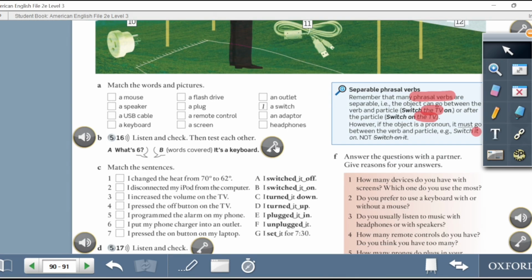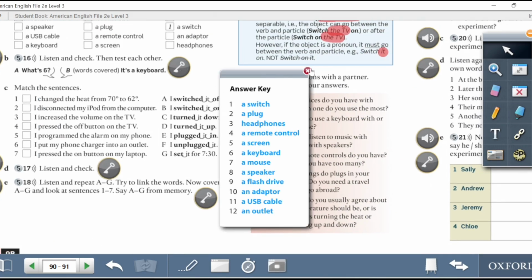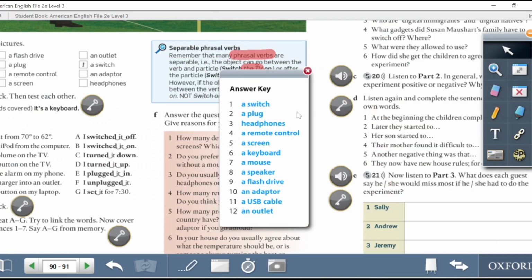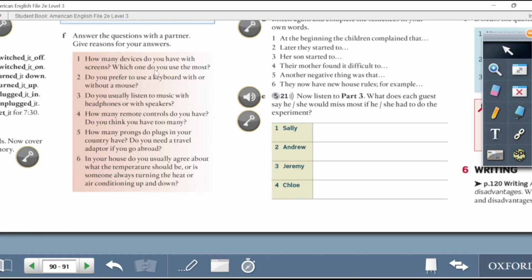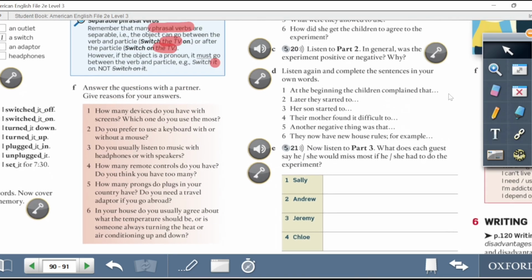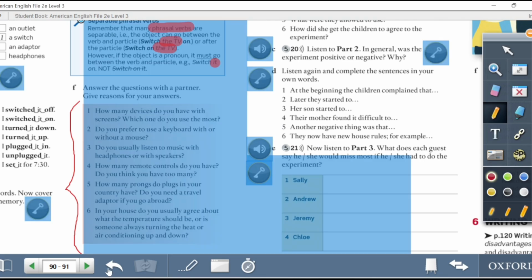خب و این قسمت هم خب تموم شد دیگه. اینجا چیز دیگه ای نداریم. بریم سراغ این قسمت. گفته how many devices do you have with the screens and which one do you use the most. جواب اینا رو خودتون سعی کنید بلند بلند برای خودتون تکرار بکنید که براتون جا بیفته.